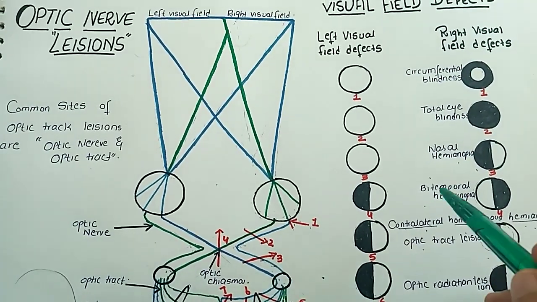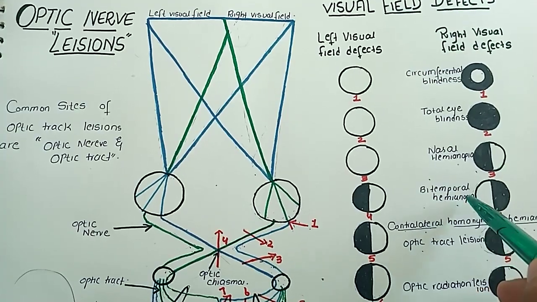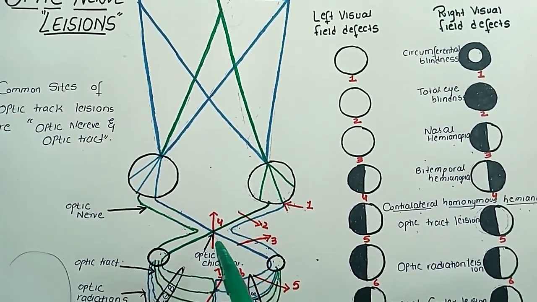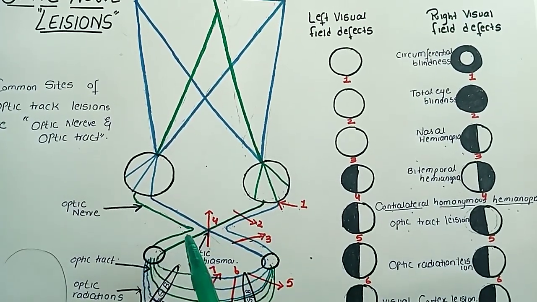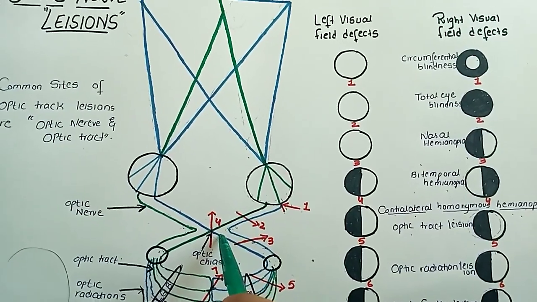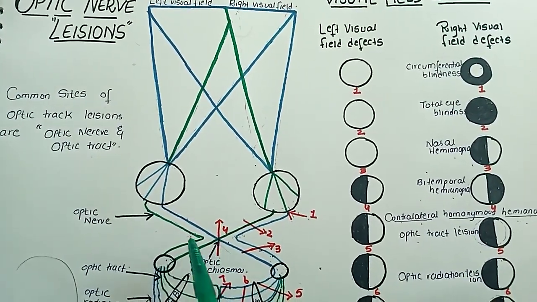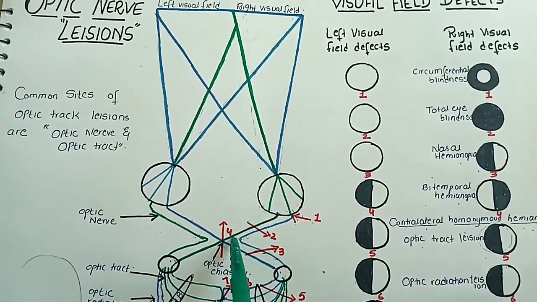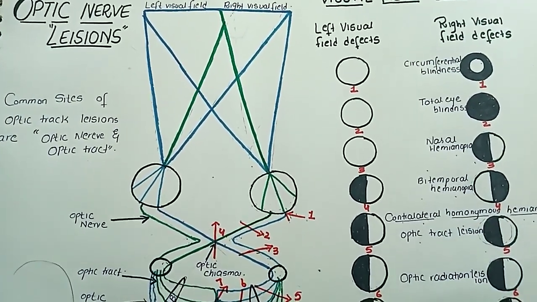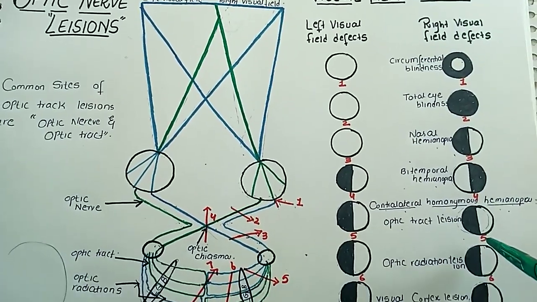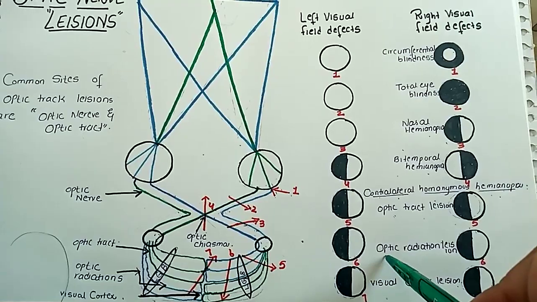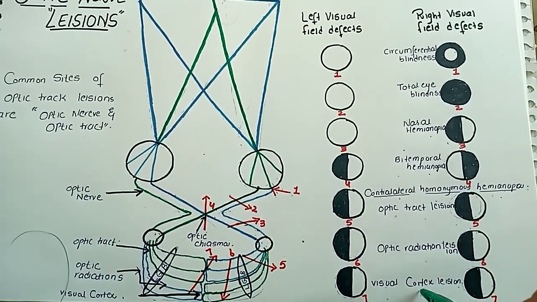And the fourth one is the bitemporal hemianopia, which occurs due to the sagittal section of the optic chiasma, basically the complete sagittal section of the optic chiasma, and it will produce a lesion in the temporal fibers of the retina. Now the most important is the contralateral homonymous hemianopia. This type of hemianopia is produced due to the lesion of the optic tract or optic radiation or the visual cortex.